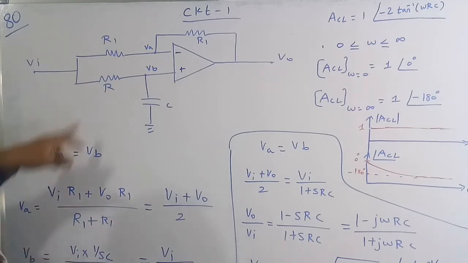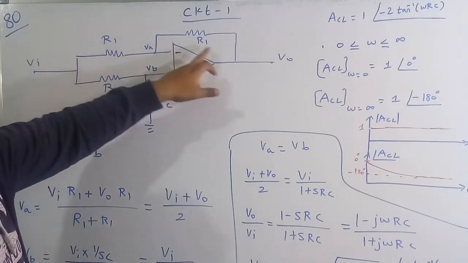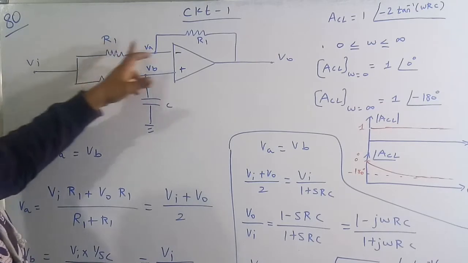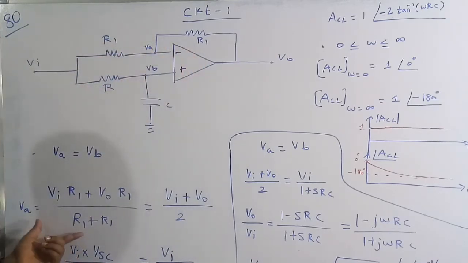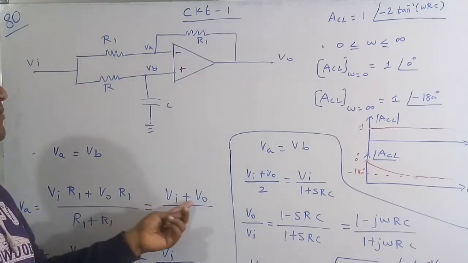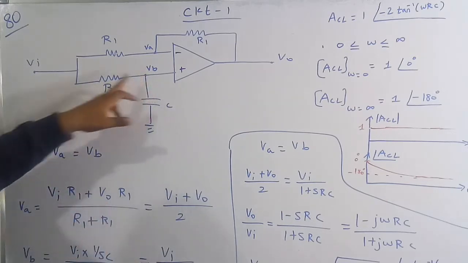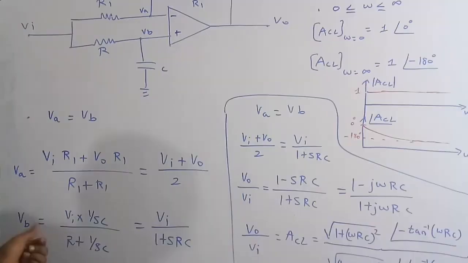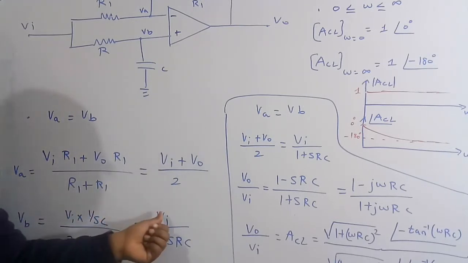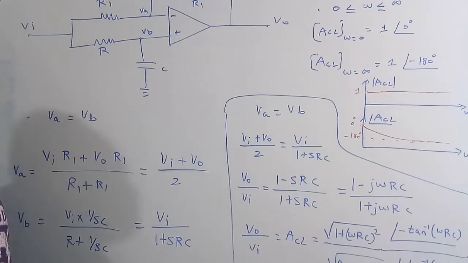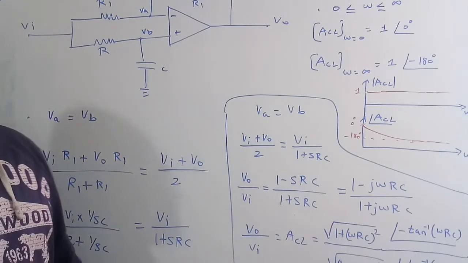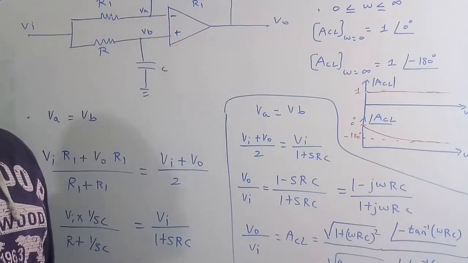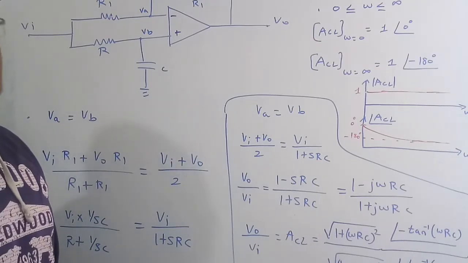VA is equal to VI into R1 plus V0 into R1 by R1 plus R1. This is the equation we get, and if we solve it, we get VA equal to VI plus V0 by 2. VB is equal to VI into 1 by SC by R plus 1 by SC. If you solve this, we get VI by 1 plus SRC. In a negative feedback circuit, these 2 voltages are always equal because of the virtual short circuit concept.